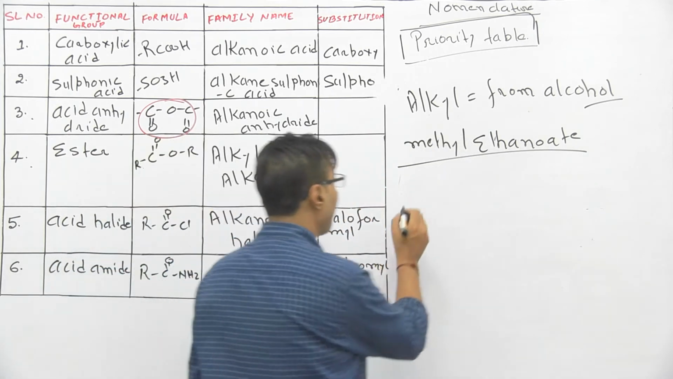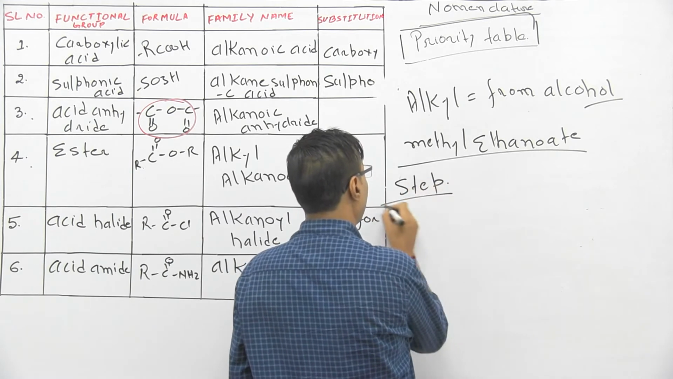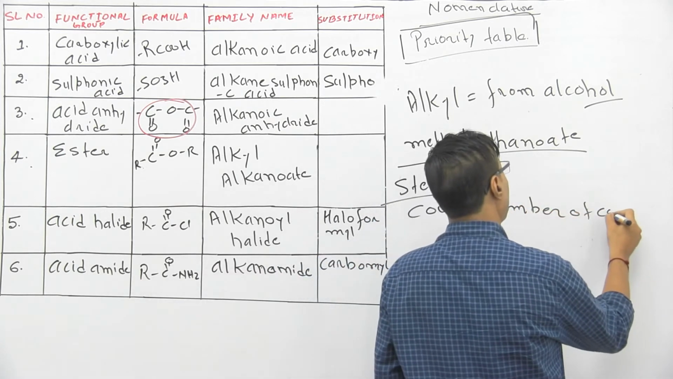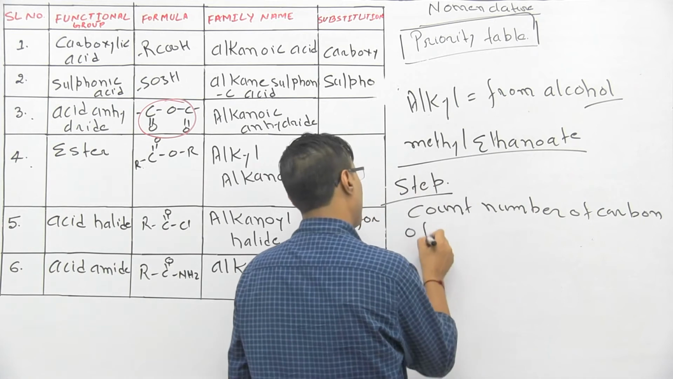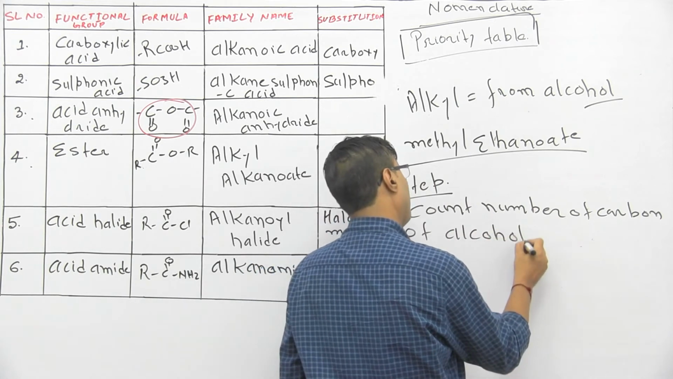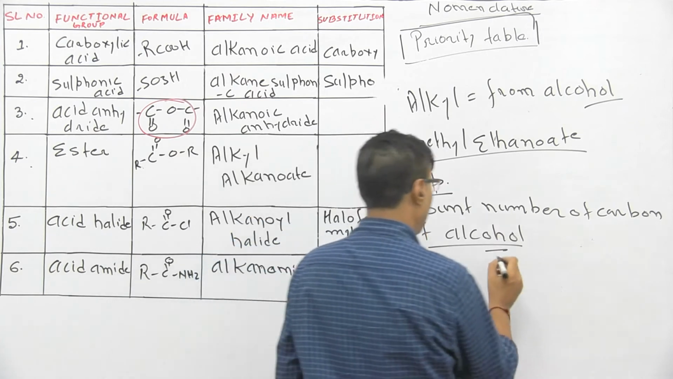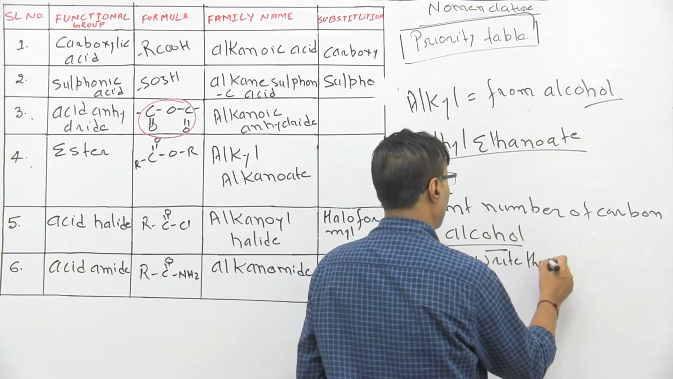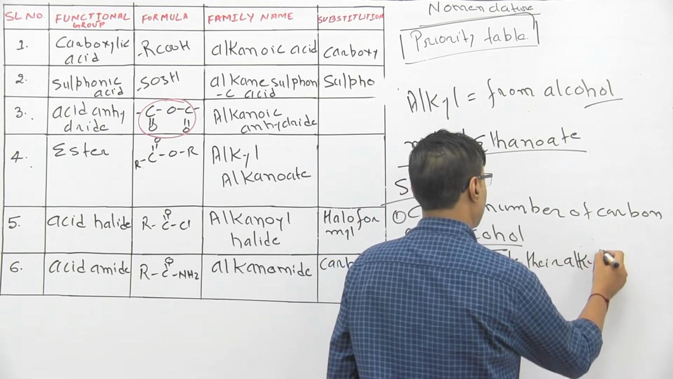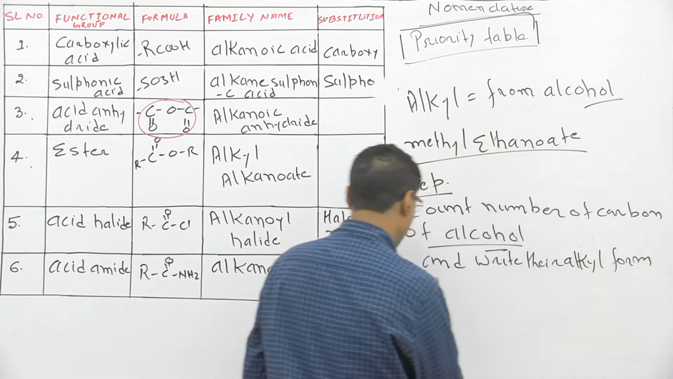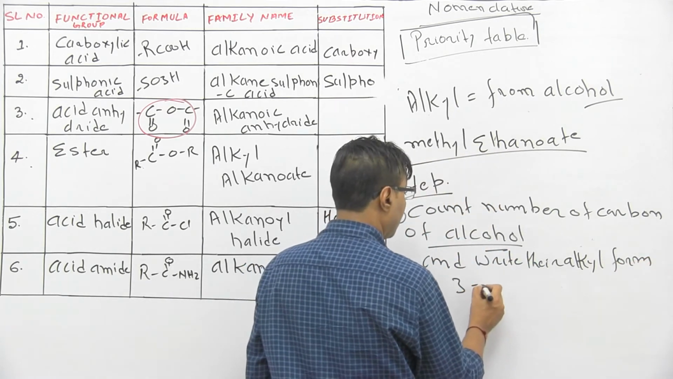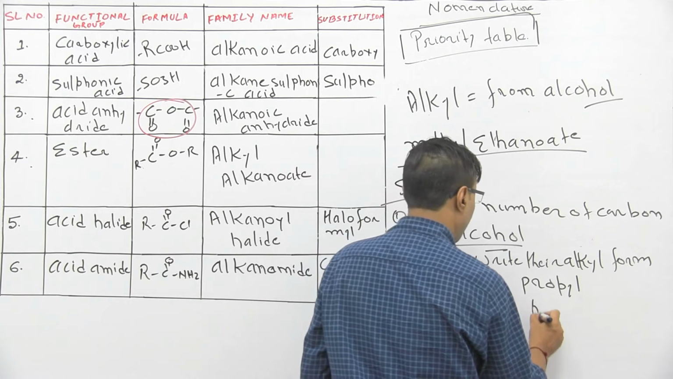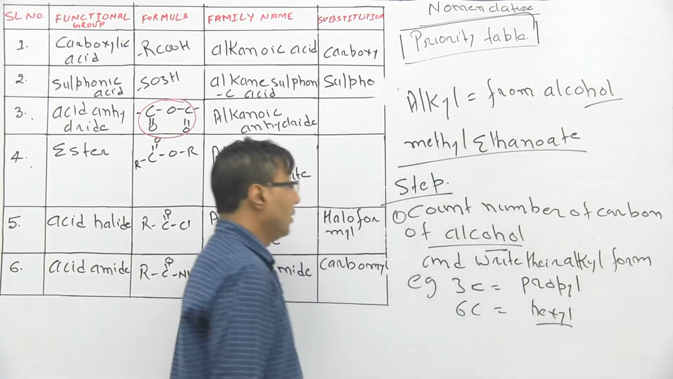How do we write? Steps. Count the number of carbon of alcohol and write their alkyl form. For example, if 3 carbon is there, then write propyl. If 6 carbon is there, then write hexyl. This is the first step.